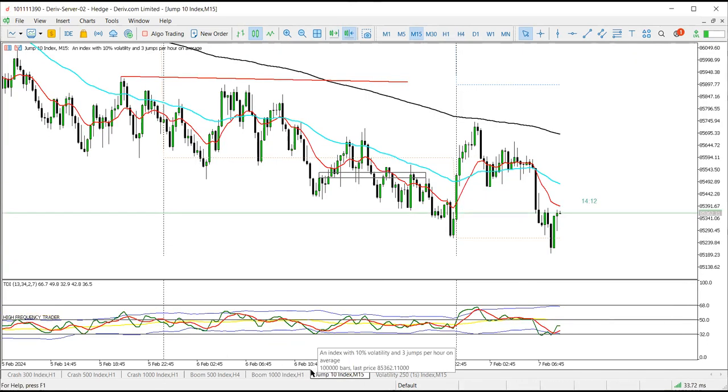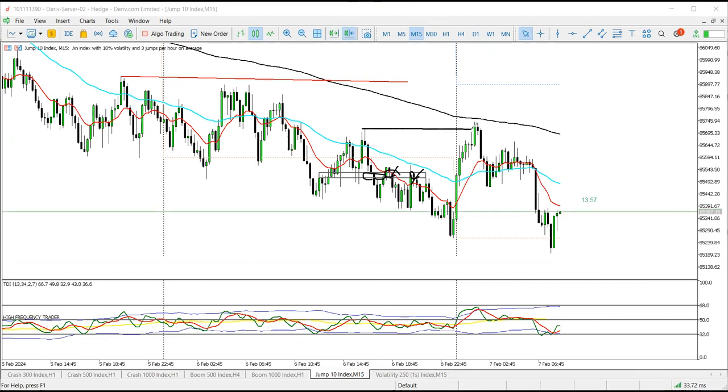Right, going to J10, I was bearish yesterday. I was waiting for them to come here. I'm not sure if I executed this one. I don't think I did. Price started by coming up, taking out this high. Let's see if they respected this zone here.